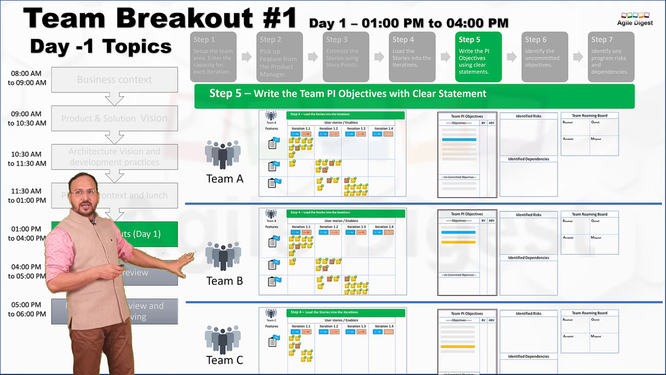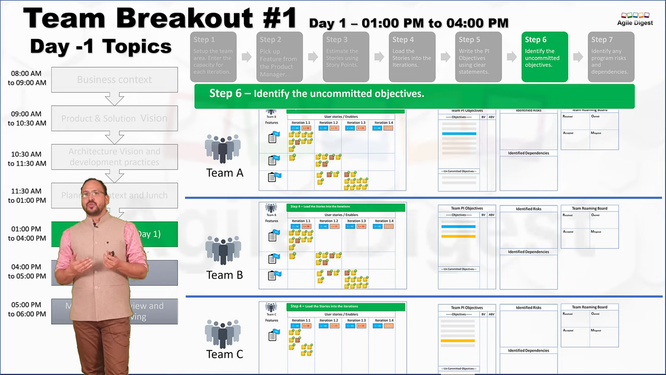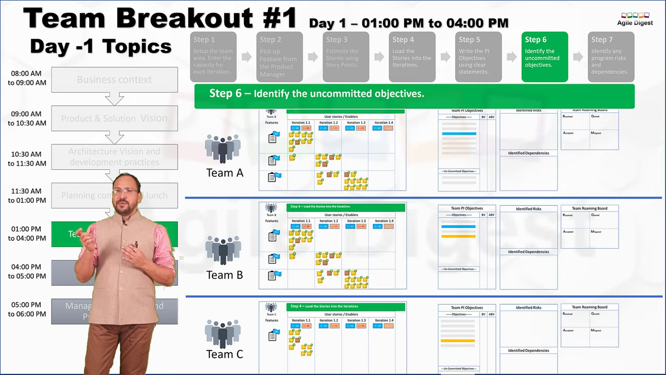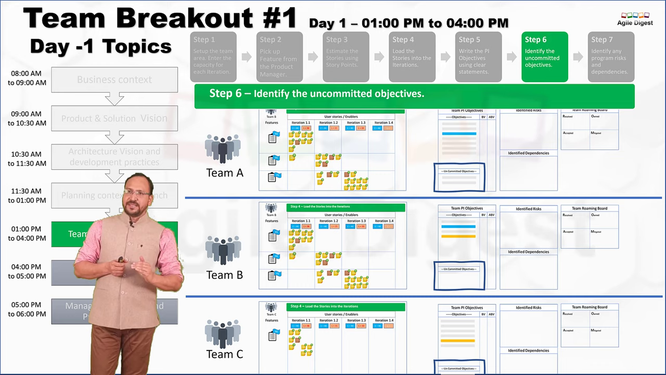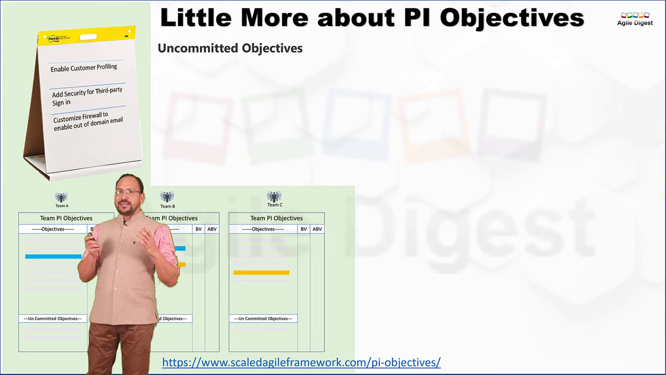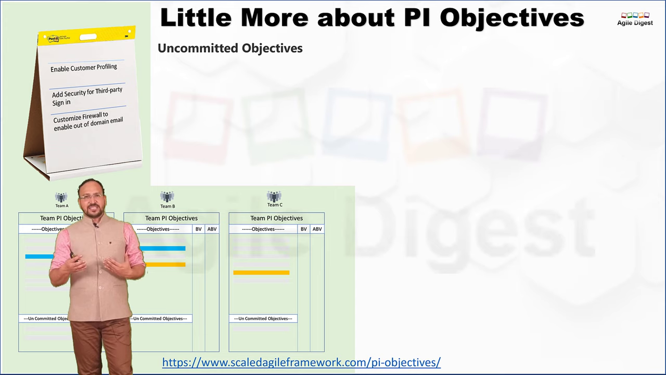Now we'll talk about the next topic, identifying the uncommitted objectives. There is a new concept in SAFe 5.0. The concept is not new, the name is new: uncommitted objective. The same concept was earlier known as stretch objective. Under the PI objectives, they mention that these are a few objectives that are uncommitted. Uncommitted in the sense that we are not committing to it. Based on bandwidth and uncertainty resolution, we may be able to achieve it, but don't take that as our commitment.